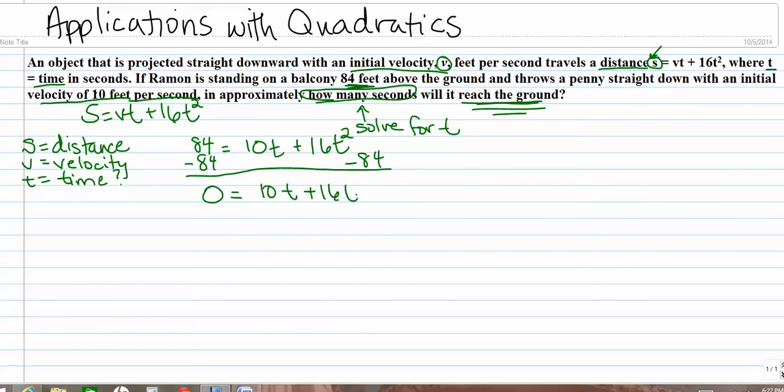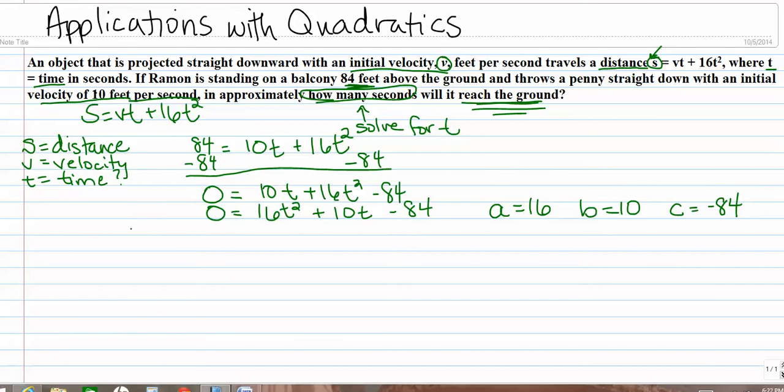Also, when we're solving quadratics, we've learned that it's easier to do so when it's in standard form. And this equation is not in standard form. We want our t squared first, and then our t term, and then our constant. So in this problem, a is going to be 16, b is 10, and c is negative 84.